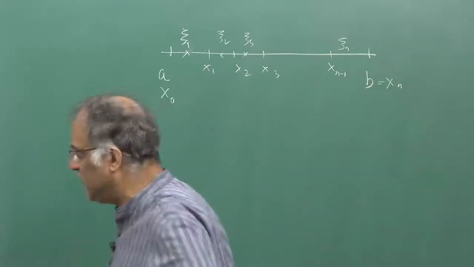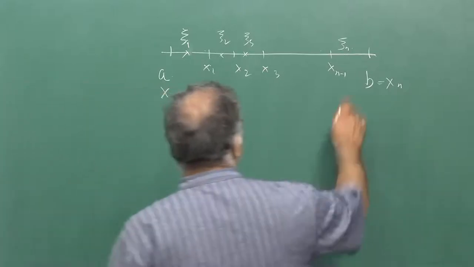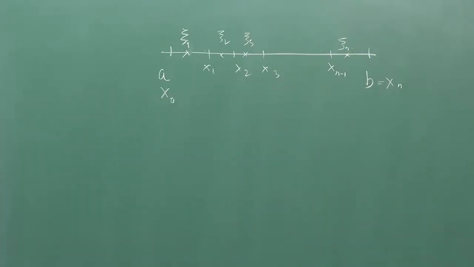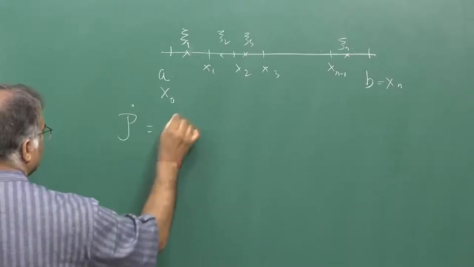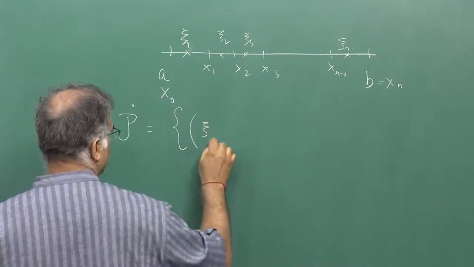Once I tag some points there, tagging is something you know very well in the age of Facebook. I do not have to tell you what is tagging. You are tagging photographs day in and day out. So when you tag a point here, this is called a tagged partition. A tagged partition is usually given like this, it is always expressed in this form.